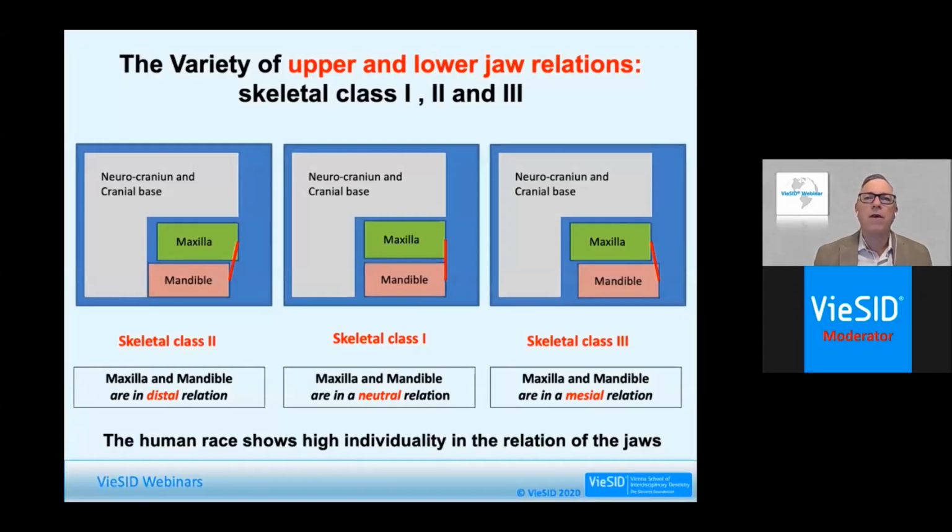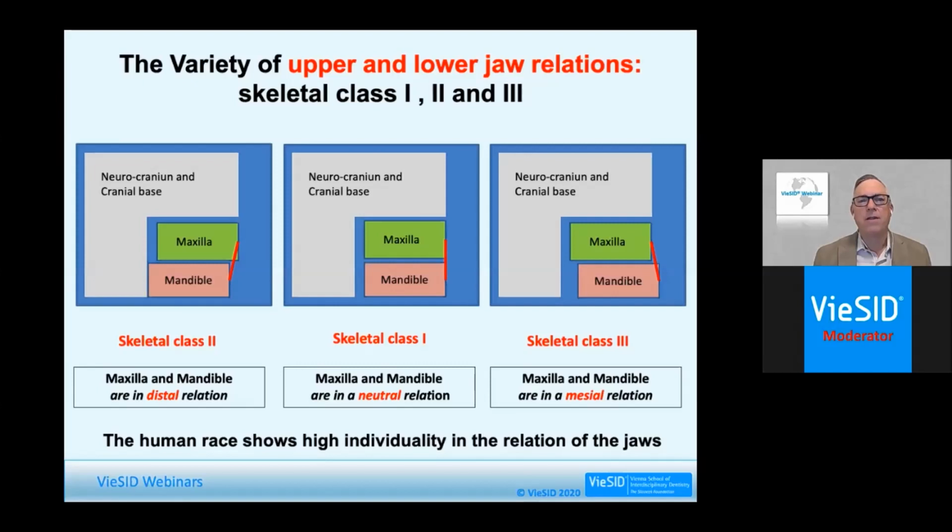We're all aware that our patients present with a variety of skeletal classes. It's important to understand that this is different than the dental class, which we see when the teeth come together. The maxilla and mandible can relate to each other in a variety of ways, which are summarized into class 1, a neutral relationship, class 2, a distal relationship, and class 3, a mesial relation.